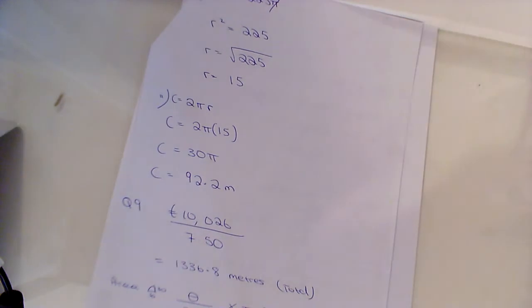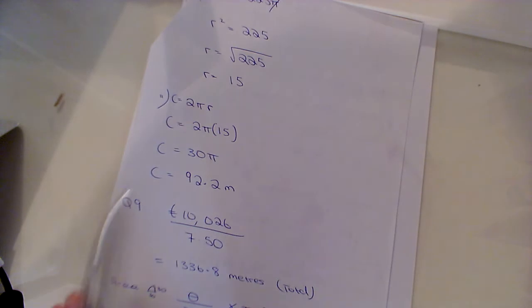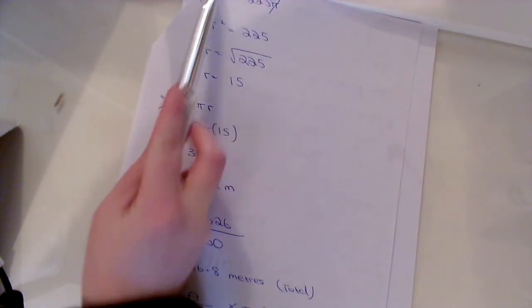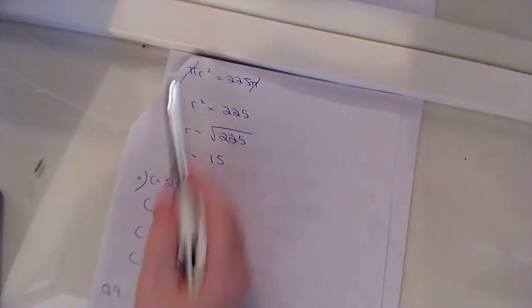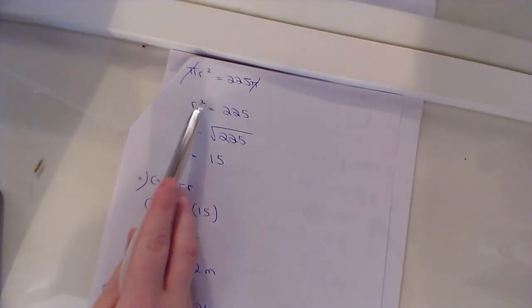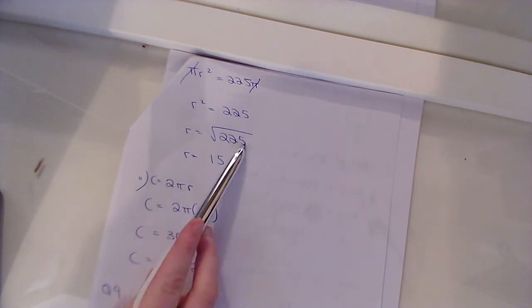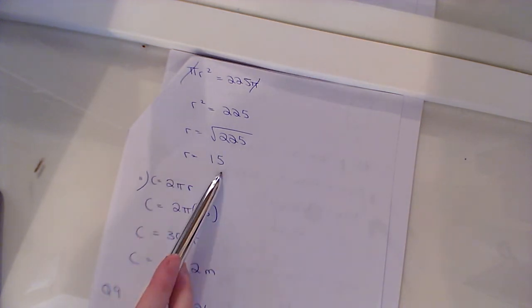Question 8 then, it tells me that the area of a circle is 225 pi, find its radius and its circumference to one decimal place. So area is pi r squared, which is equal to 225 pi. I divide across by pi, so I get r squared is equal to 225, and then r is equal to the square root of 225, so my radius is equal to 15.